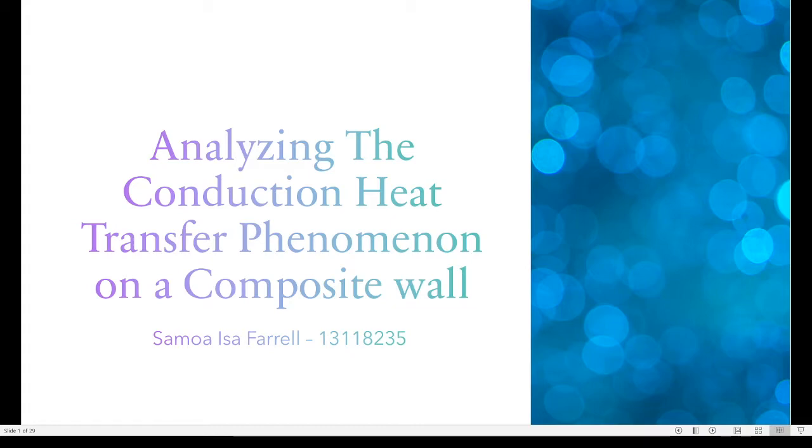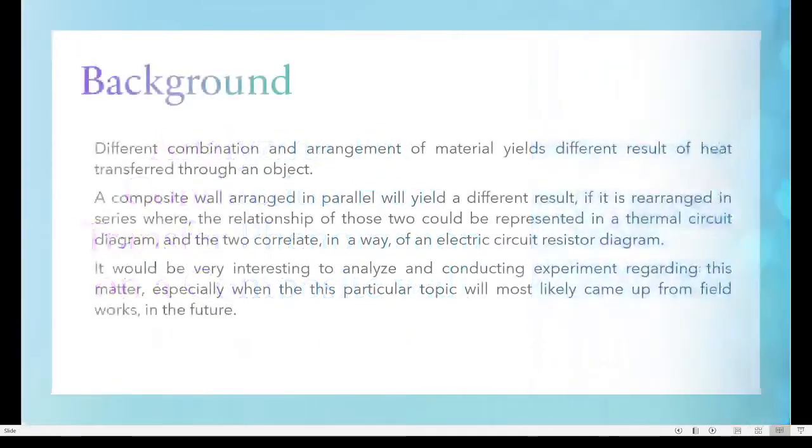Different kinds of combinations and arrangements of materials yield different results regarding the heat transfer through an object. The arrangement is called a composite wall, and it could be arranged in series and parallel. When heat flows, the result would be different between the two arrangements. The relationship of the two could be represented as a thermal circuit, very similar to a resistor circuit. Thus, the background of this experiment is the fascination of the author regarding this topic, and the importance of the subject matter in the future.